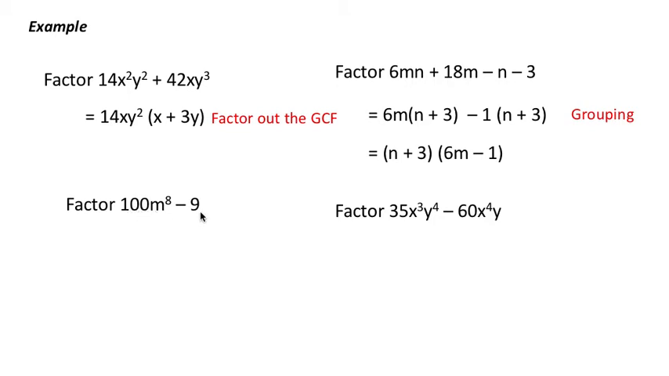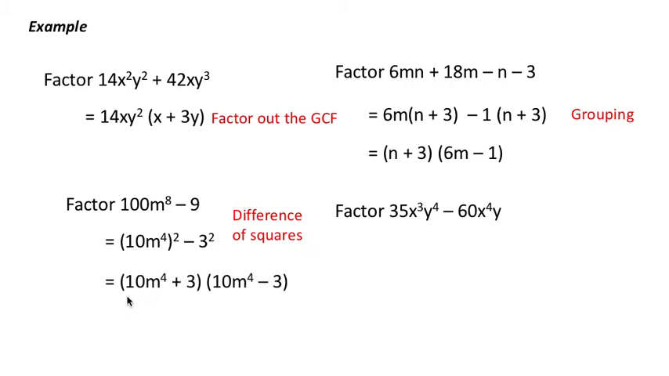This is a special pattern here. This is a difference of 2 squares. 100's a square number, 9's a square number, m to the 8 is also a square number. It's m to the 4 squared. So we've got a difference of 2 squares here. So it's 10m to the 4 plus 3, 10m to the 4 minus 3.